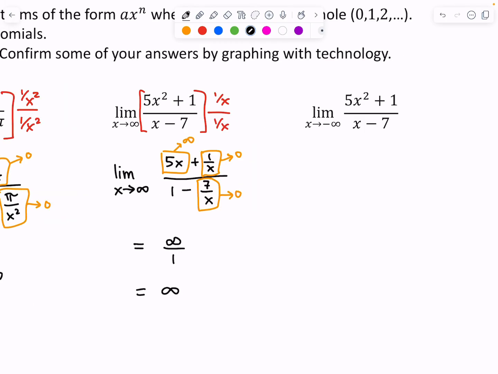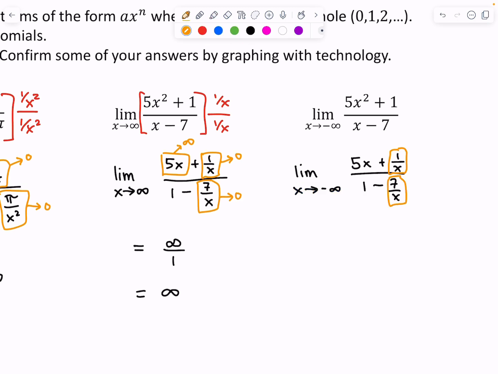Now the same algebraic manipulation will yield this result, but this time we're approaching negative infinity with x. The two subfractions will still approach 0, but this 5 times x will approach negative infinity. So this limit will be negative infinity plus 0 over 1 minus 0, which is negative infinity in size.